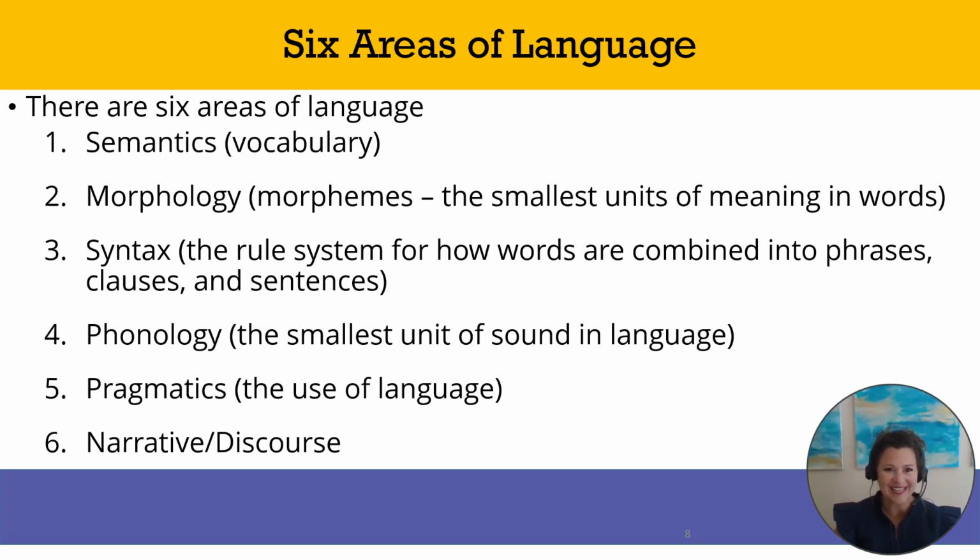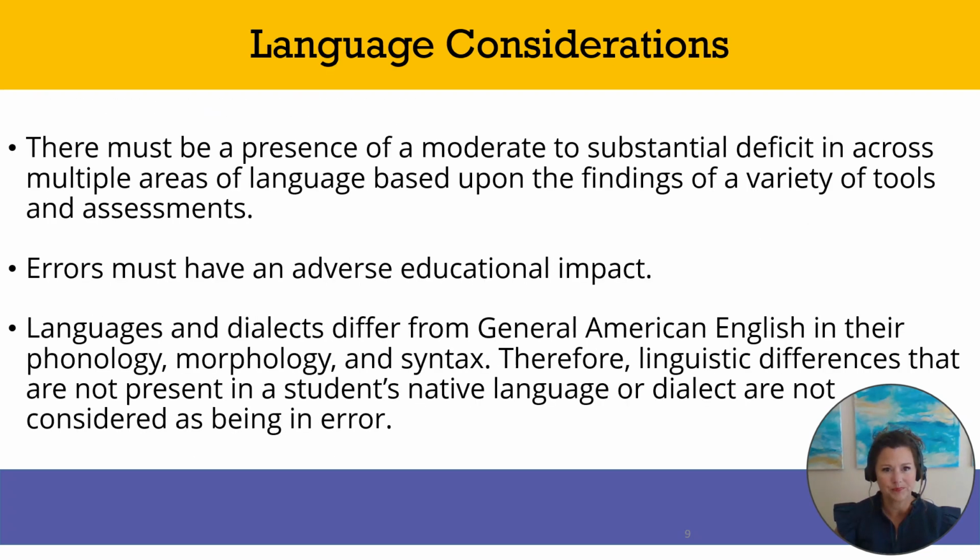smallest unit of sound in language, and pragmatics is the use of language, knowing what to say, how to say it, and when to say it. And narrative and discourse is that ability to speak more than just sentences, to carry on conversations and to tell stories to other people.